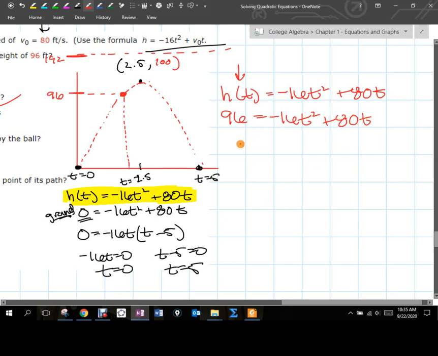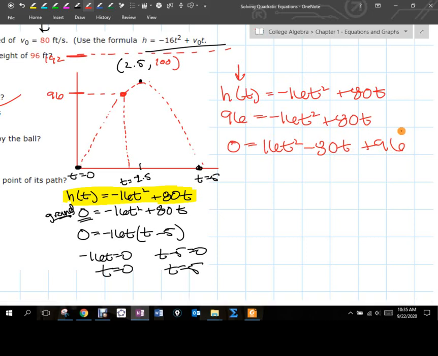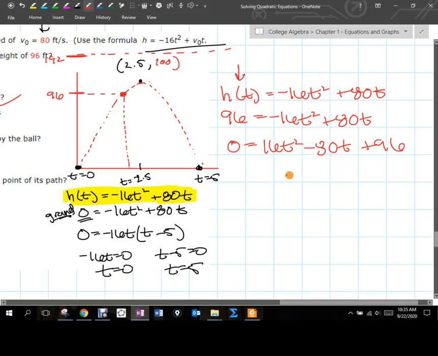So solve that. If I solve this for t, I'm going to move everything over, so it'll be positive 16t squared minus 80t plus 96. But what we're doing there is asking a question: for what values of t, time in seconds, does the ball exist at a height of 96? The nice thing about using the 16 and the feet per second is that this factor is real nice.